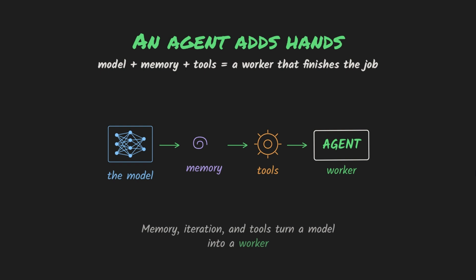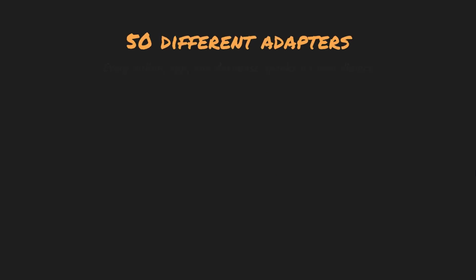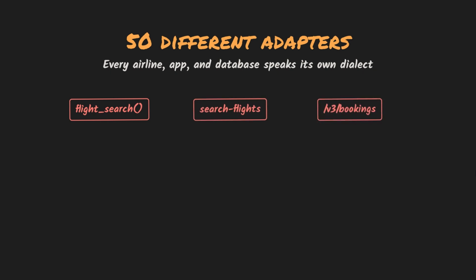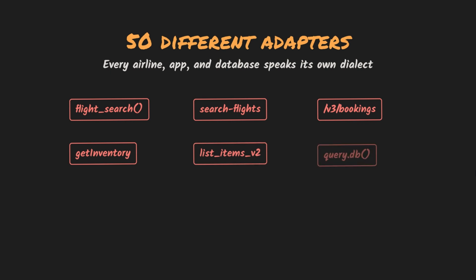Every single service out there, every airline, every app, every database has its own way of exposing data. One company calls it flight_search, another calls it search-flights. A third one wraps everything in a totally different format with different field names. If you were building an agent that needed to talk to 50 different services, you'd basically be writing 50 different adapters by hand. That's slow, that's expensive, and it doesn't scale.